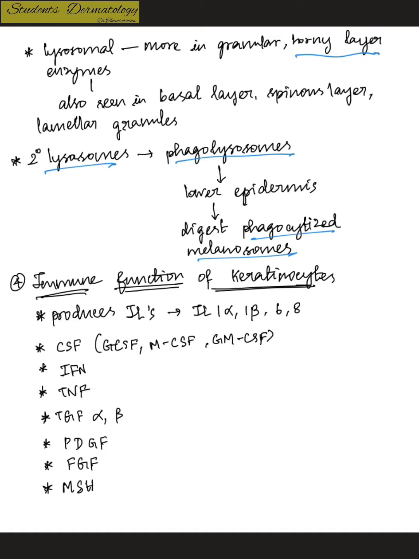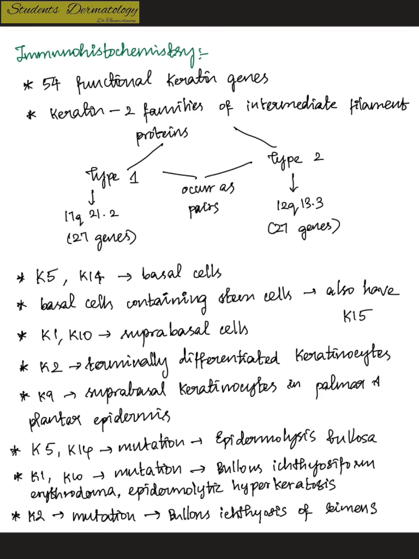The immune function of keratinocytes is they produce interleukins like 1 alpha and 1 beta, colony stimulating factor, interferons, tumor necrosis factor, transforming growth factor, and other growth factors like platelet derived and fibroblast growth factor and melanocyte stimulating hormone. So, immunohistochemistry: there are 54 functional keratin genes, of two types, type 1 and type 2.